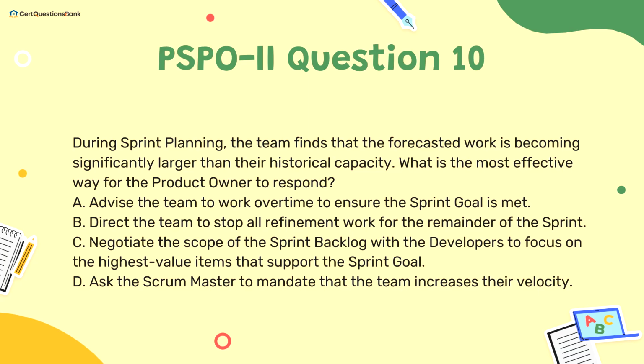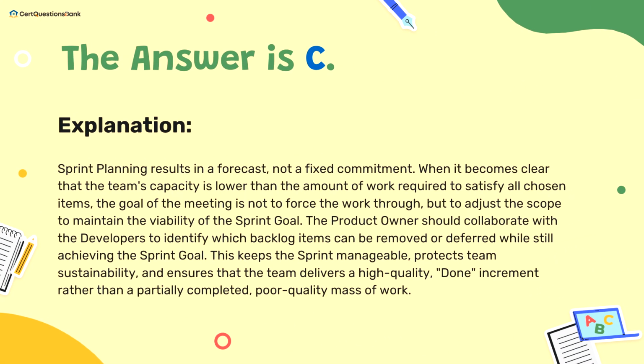C. Negotiate the scope of the sprint backlog with the developers to focus on the highest value items that support the sprint goal. D. Ask the Scrum Master to mandate that the team increases their velocity. The answer is C.